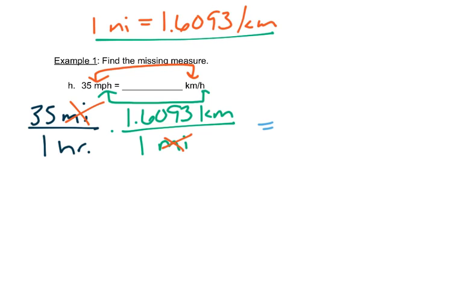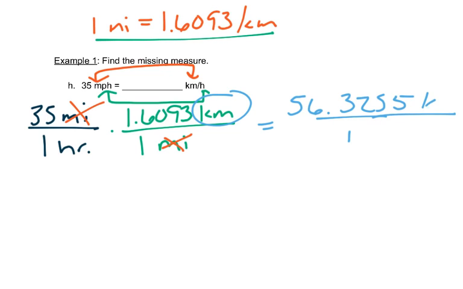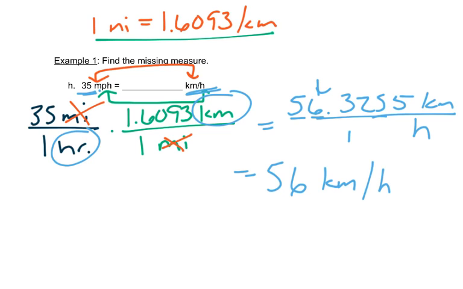So we'll take 35 times 1.6093, and we get 56.3255 over 1. And this is kilometers on top and hours on the bottom. And that's what we want, kilometers per hour. This had 2 significant digits, so we want 2 significant digits here. The 3 after the 6 tells us to leave the 6 alone. So we have 56 kilometers per hour.